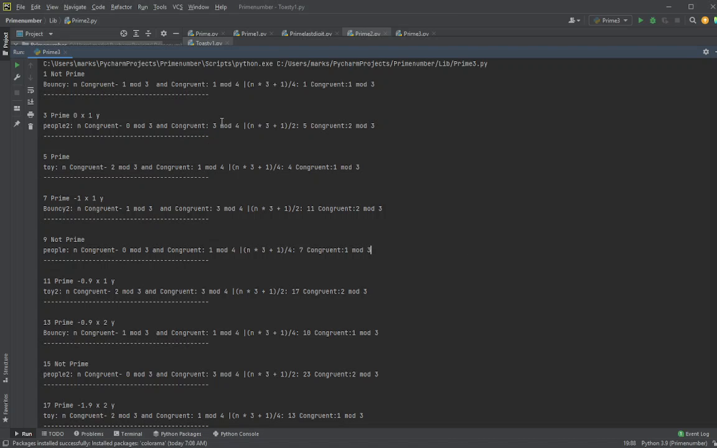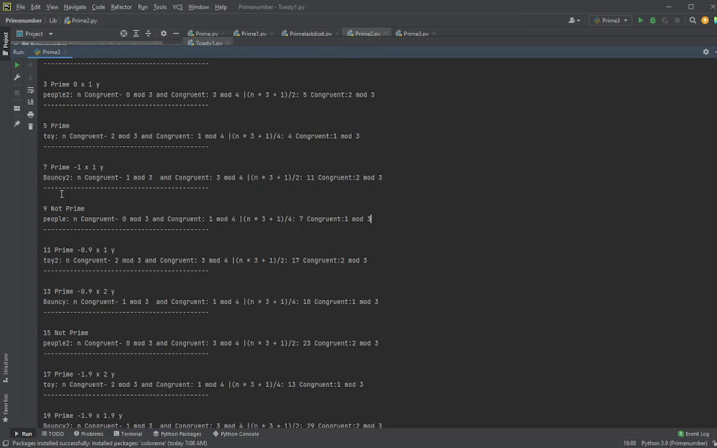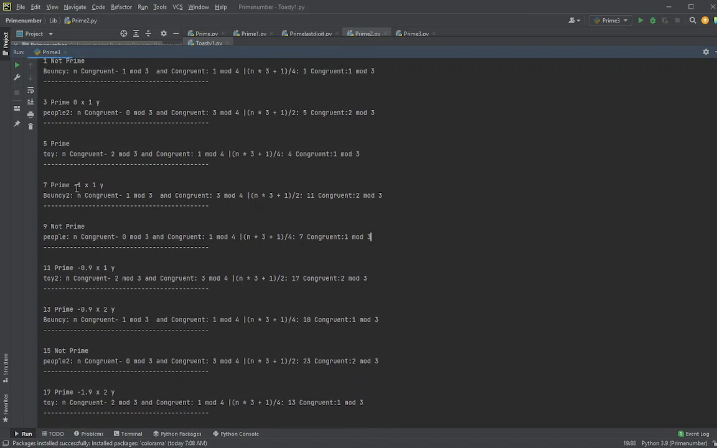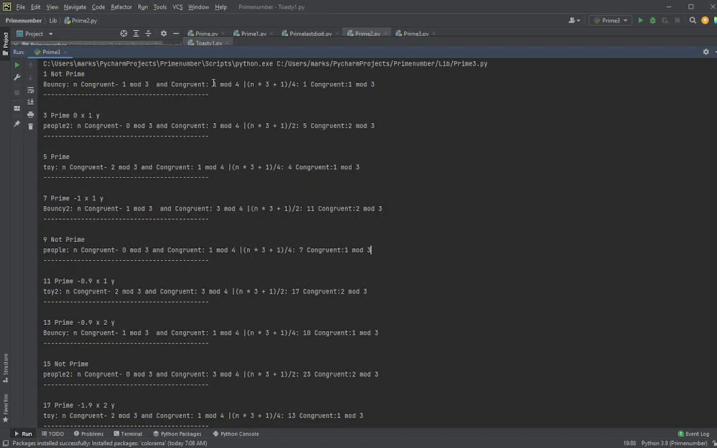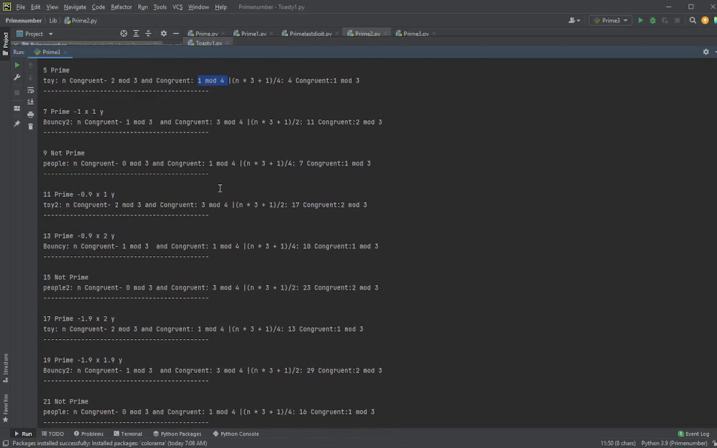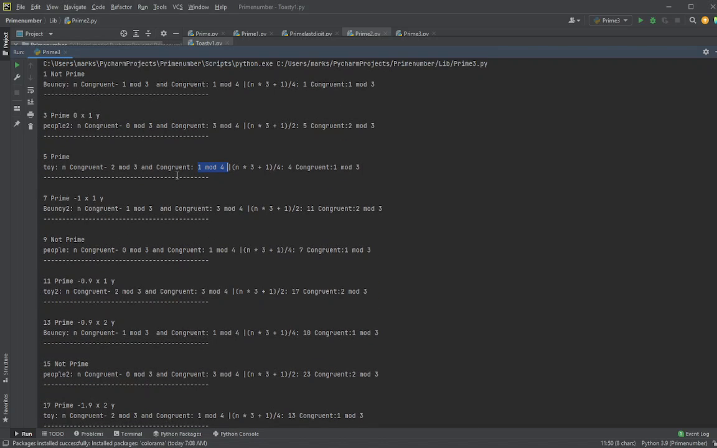Hello. This is my one shot on the Collatz Conjecture, on the patterns I see. I did every odd number, since every even number divided by 2 will eventually be odd. So 1 mod 4, 3 mod 4, 1 mod 4, and it alternates.